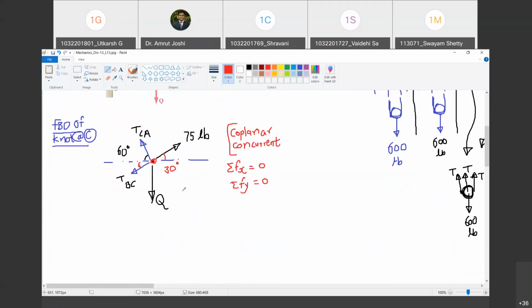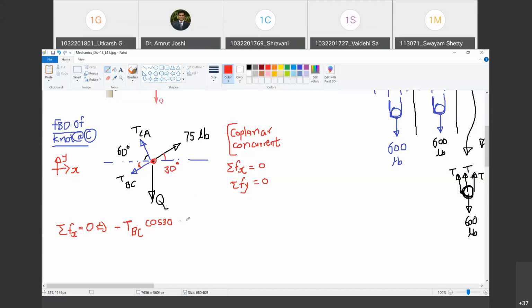Let me solve summation Fx equal to 0. I am going to apply the first equation, summation Fx equal to 0. What does that give me? Tell me. It will give you TBC cos 30 plus TCA cos 60 is equal to... No, one minute. PBC, yes, tell me. TBC cos 30, but positive or negative? It will be negative because it's going to the minus x axis. So therefore minus.